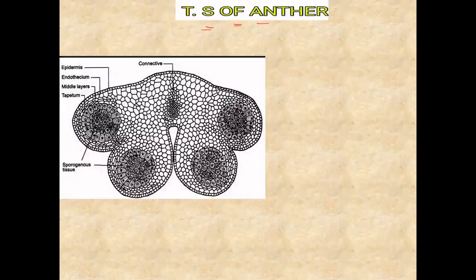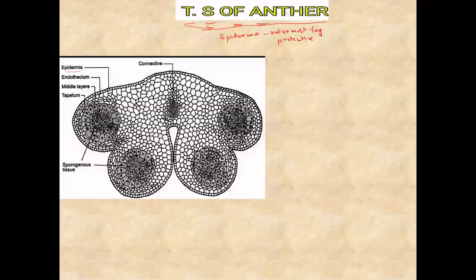In this transverse section of an anther, what are the major structures? It is made up of an outer layer. You can see here, the outermost layer is the epidermis. Clear? The epidermis is the outermost layer, and it is highly protective in nature. What is its function? Protective.